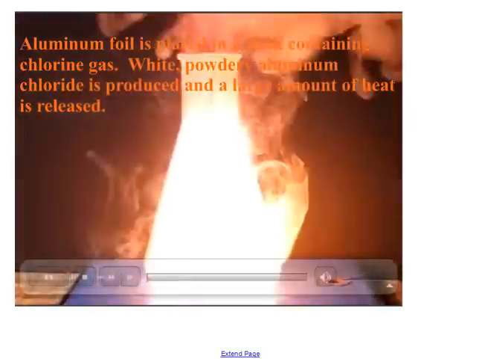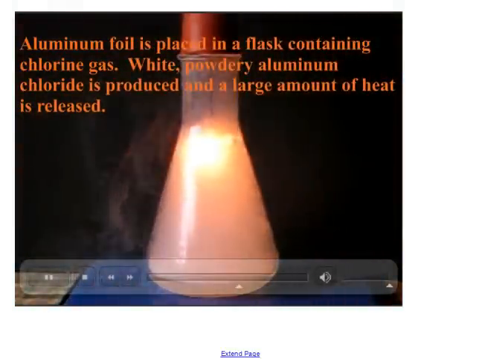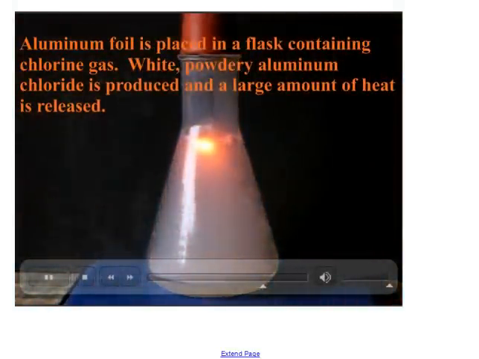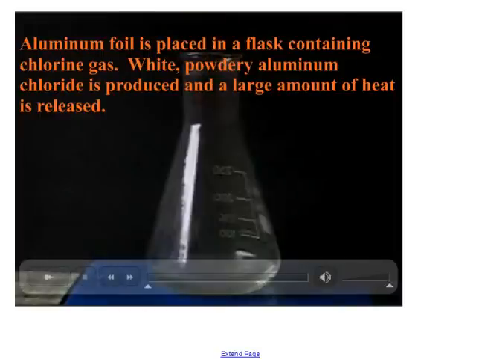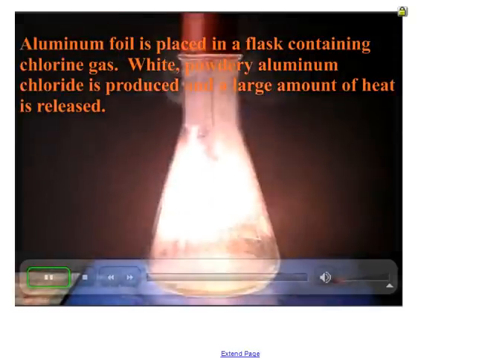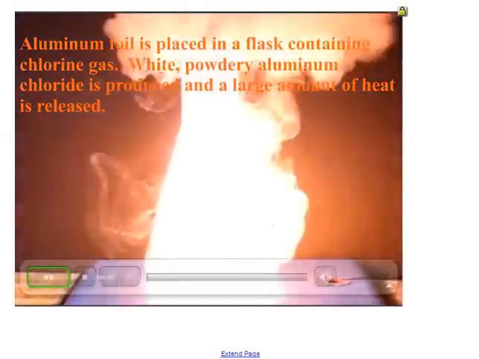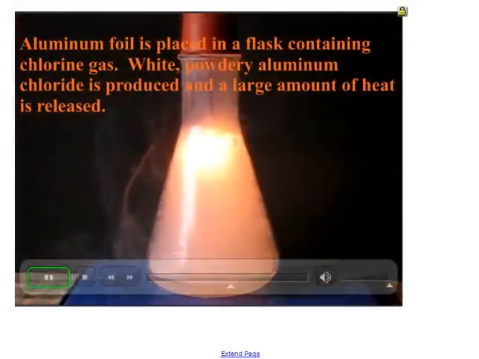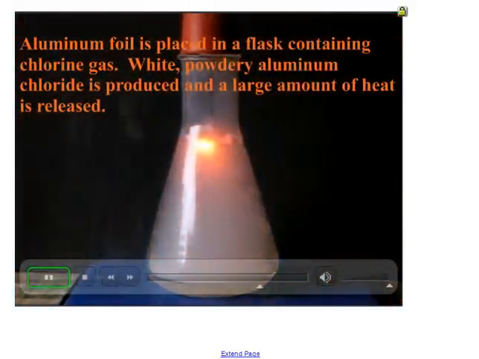This is aluminum foil. It is placed in a flask containing chlorine gas. White powdery aluminum chloride is produced and a large amount of heat is released. I'm going to go ahead and play that again. There goes the aluminum foil. The chlorine gas was already in the flask. You can see a white powdery substance evolve, as well as the very bright white flash.